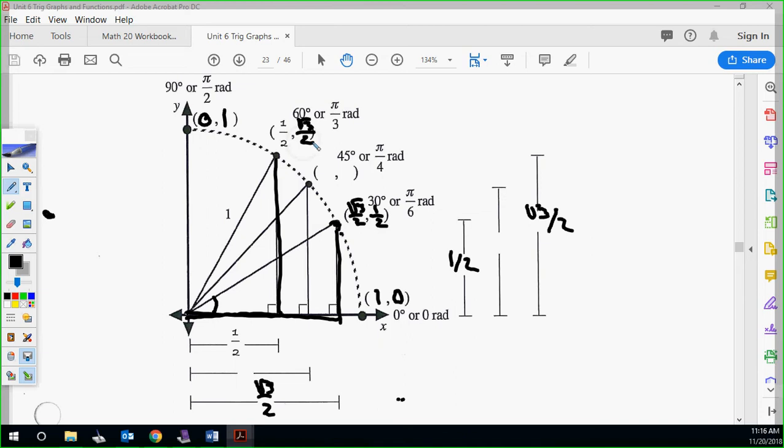And the easy ones of 45 because they're the same thing. Root 2 over 2, root 2 over 2. And those are between these values.